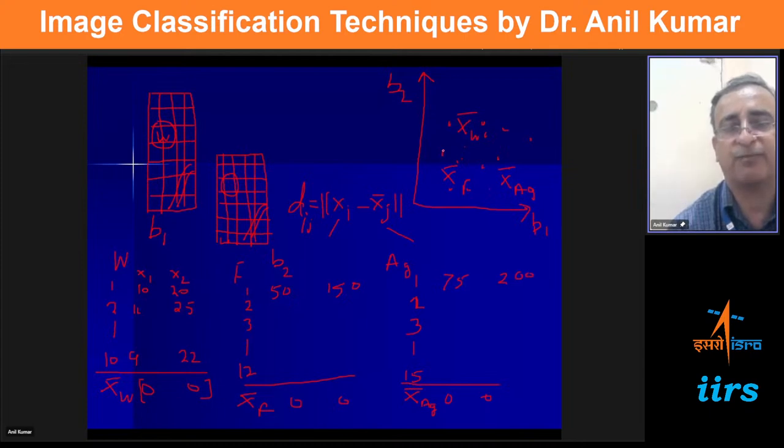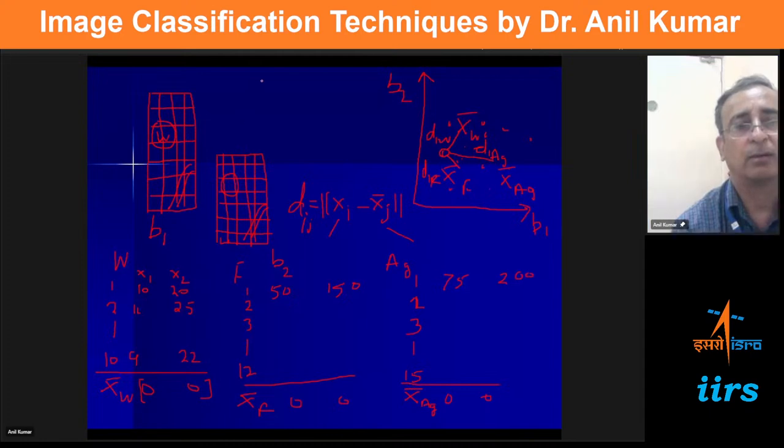So how will the algorithm work? If you take the first pixel, you have to find D1 water, D1 forest, and D1, meaning first pixel with agriculture. Now you compare which is minimum. Suppose for forest it is minimum. Then in the output image, drawn in the form of a matrix, the first pixel gets the label forest.